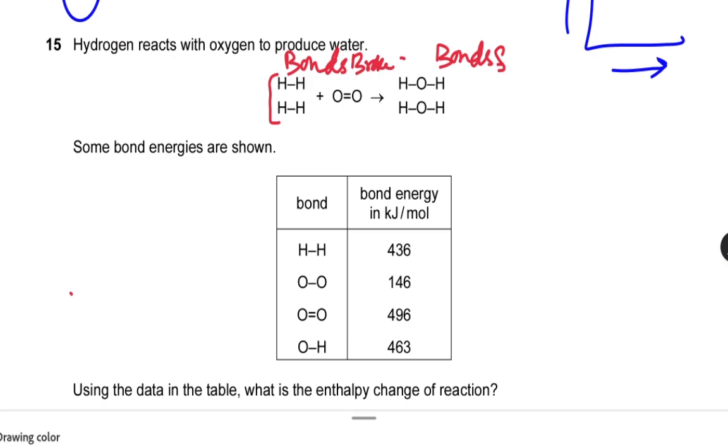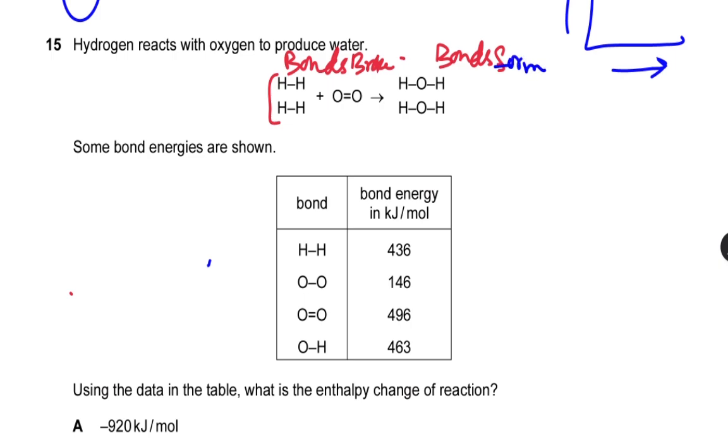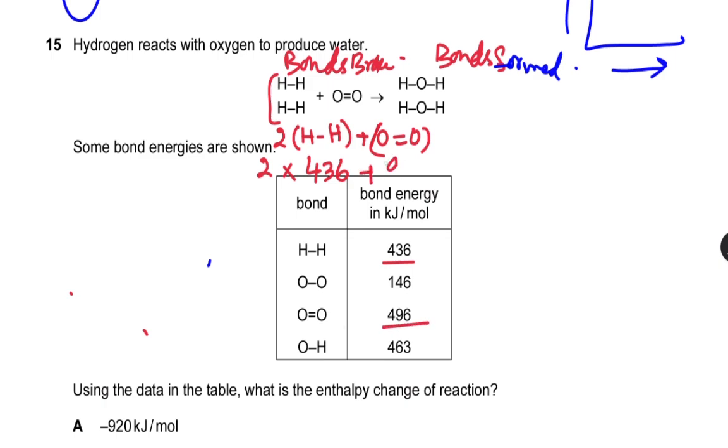Let me make it clearer with another color. Bonds broken, I will make it with red. Two H-H bonds are broken plus one mole of O=O bonds are broken. 2 multiplied by 436 for H-H, plus 496 given for O2. So the answer will be 1368 for the bonds broken.